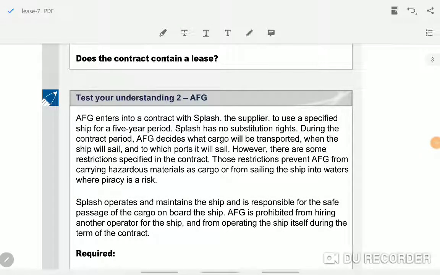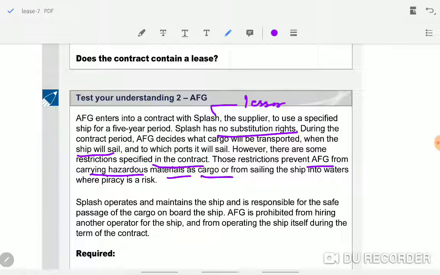AFG enters into a contract with Splash, the supplier, to use a specified ship for a 5-year period. Splash has no substitution rights. See, Splash is a lessor, no? Because he is a supplier. He has no substitution rights. During the contract period, AFG decides what cargo will be transported, when the ship will sail, and to which ports it will sail. However, there are some restrictions specified in the contract. Those restrictions prevent AFG from carrying hazardous materials as cargo or from sailing the ship into waters where piracy is a risk.